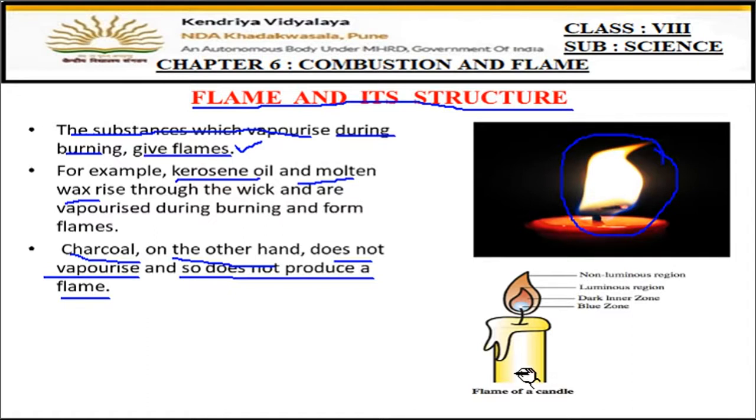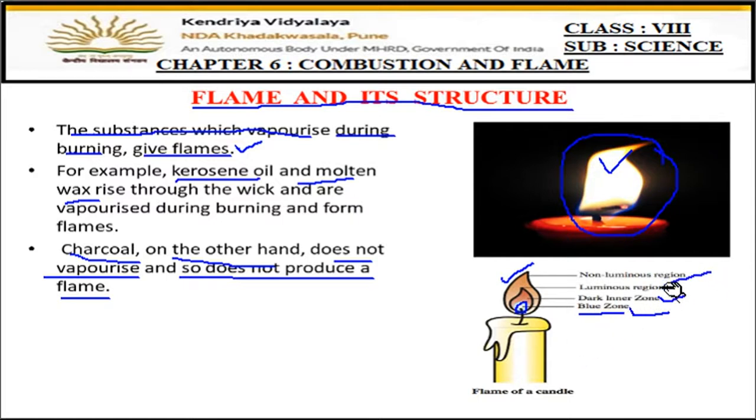Now in the next slide we have to study the structure of the flame. Okay, this flame has a very beautiful structure. Different layers are present in it that we have to study. In this diagram also you can see the layers. You can see a blue zone in the center here. Okay, a blue dot is shown here. This is the blue zone. Then after the blue zone there is a dark inner zone.